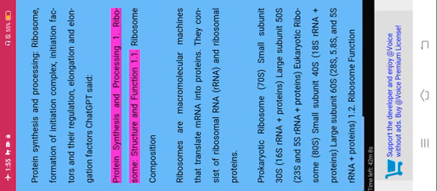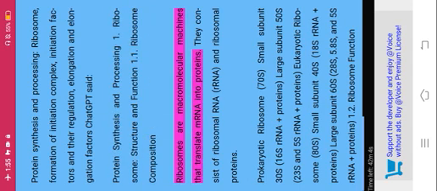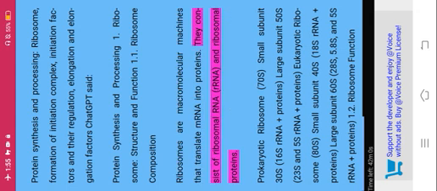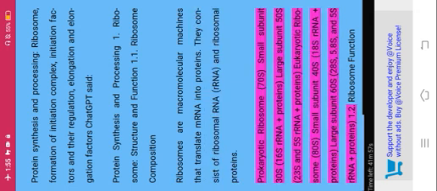1. Ribosome, structure and function. 1.1. Ribosome composition. Ribosomes are macromolecular machines that translate mRNA into proteins. They consist of ribosomal RNA (rRNA) and ribosomal proteins. Prokaryotic ribosome: 70S; small subunit 30S, 16S rRNA plus proteins; large subunit 50S, 23S and 5S rRNA plus proteins. Eukaryotic ribosome: 80S; small subunit 40S, 18S rRNA plus proteins; large subunit 60S, 28S, 5.8S, and 5S rRNA plus proteins.